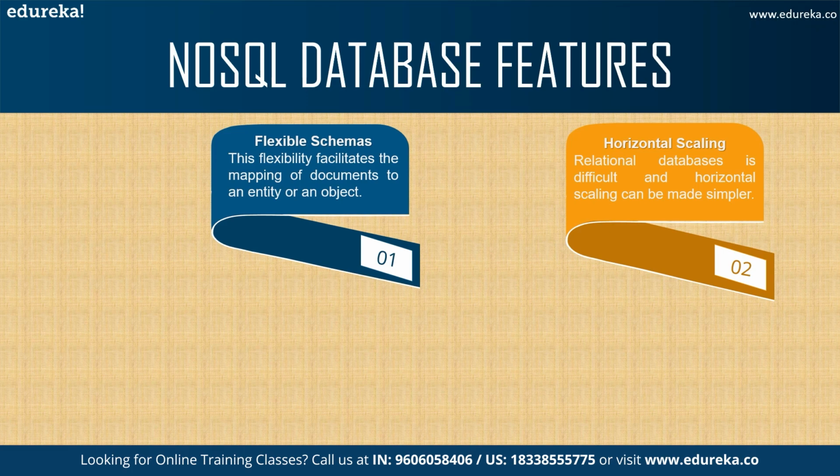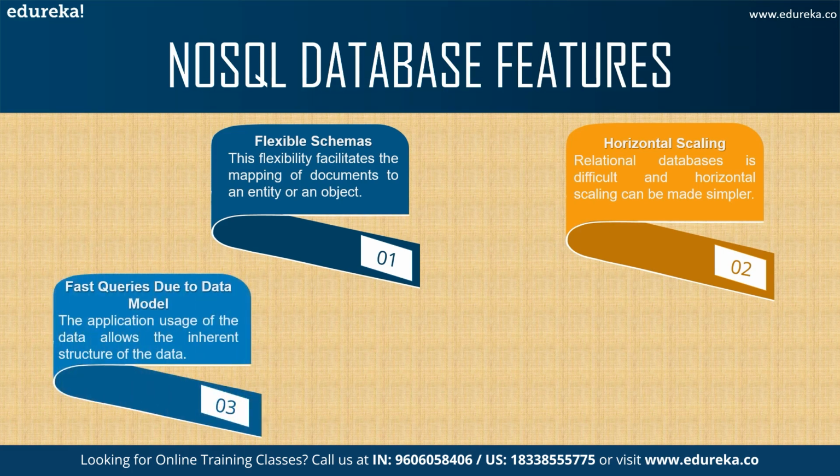a collection of self-contained and non-coupled records are present. The next thing is fast queries due to data model. The application usage of the data as well as the inherent structure of the data itself is made extremely fast as there are extremely flexible schemas available.